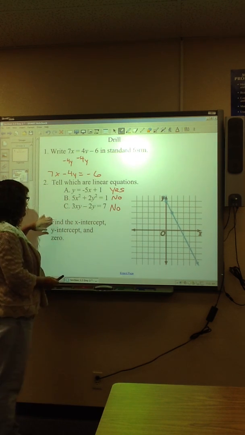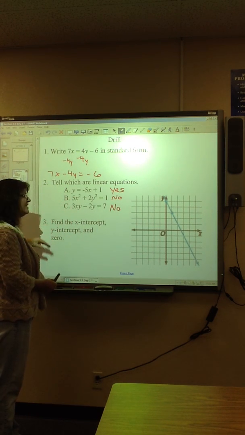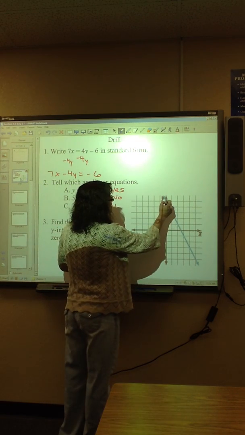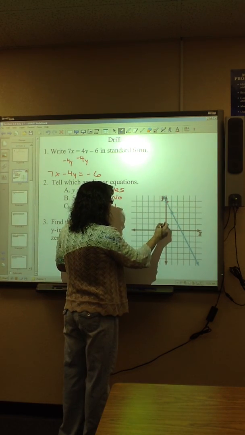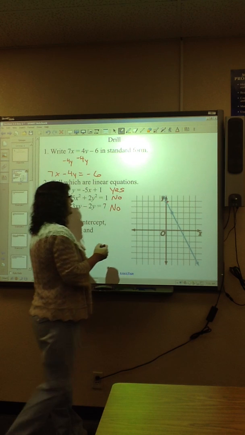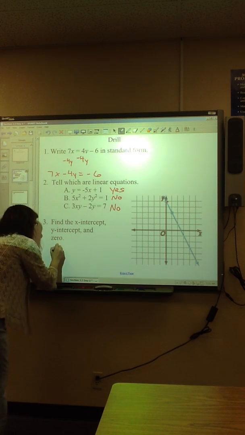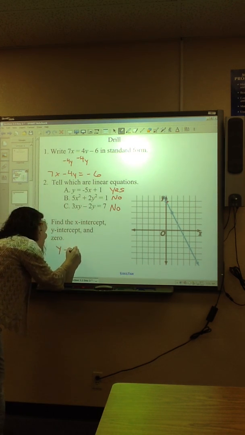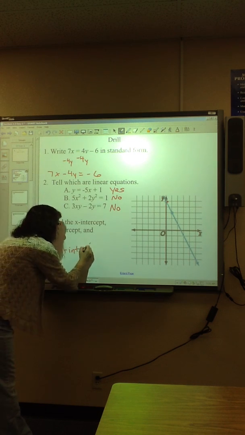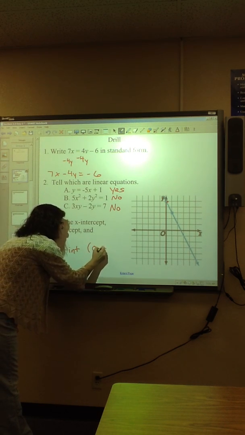Okay, then we're supposed to find the intercepts of the graph and the zero. So my y-intercept is this point right here. It's 1, 2, 3, 4, 5. So the y-intercept is out 0, up 5.